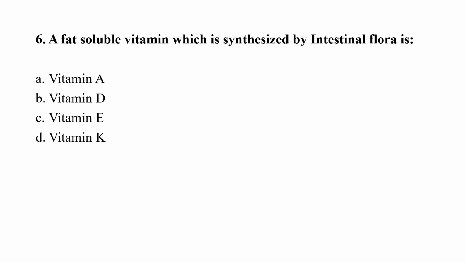Question number 6. A fat-soluble vitamin which is synthesized by the intestinal flora is: option A, vitamin A; option B, vitamin D; option C, vitamin E; option D, vitamin K. These are all fat-soluble vitamins, and among these, the question asks which one is synthesized by intestinal flora. The correct option here is option D, which is vitamin K.